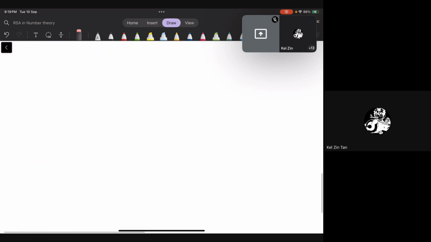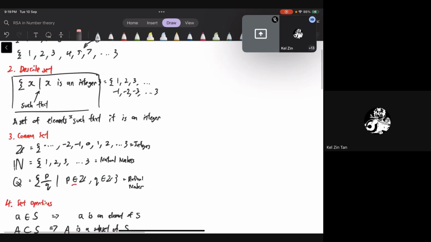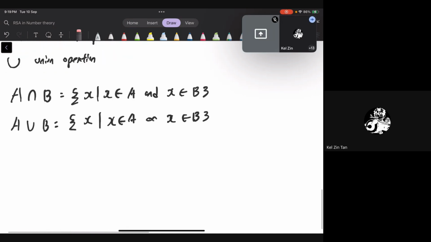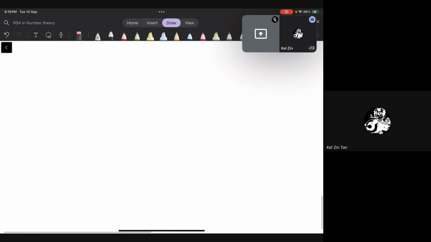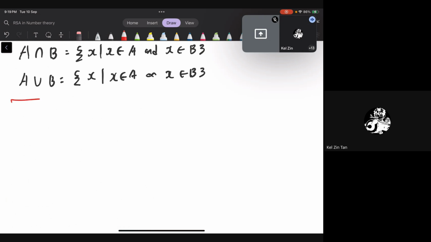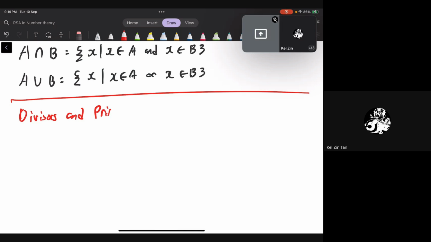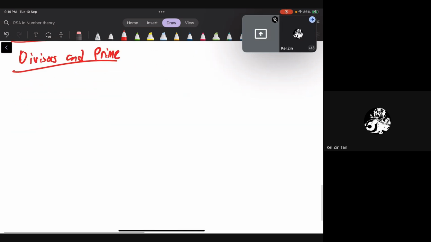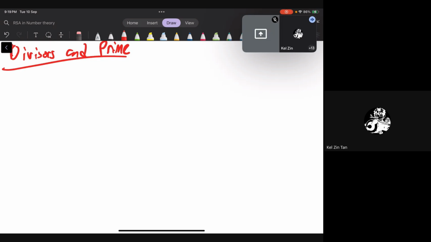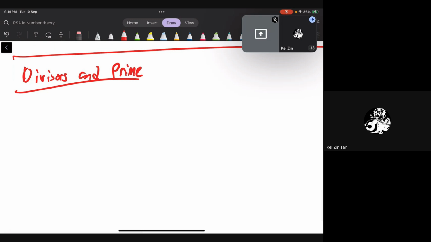Okay, nice, great. Now I will talk about a new thing. Actually, it's probably not very new, but this is on divisors and primes. For divisors and primes, first I need to introduce this notation called the divide notation. Let's just consider that we are all working in the integers.